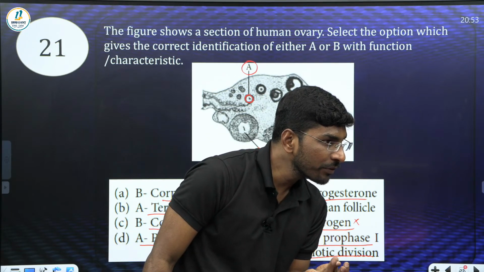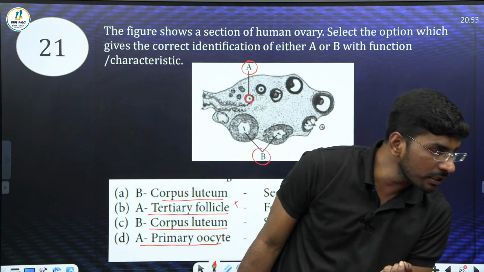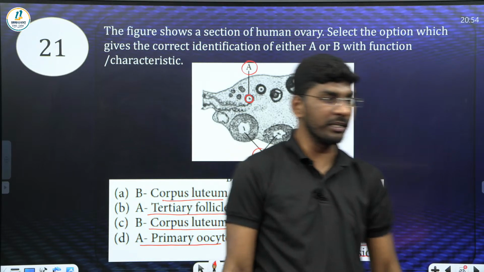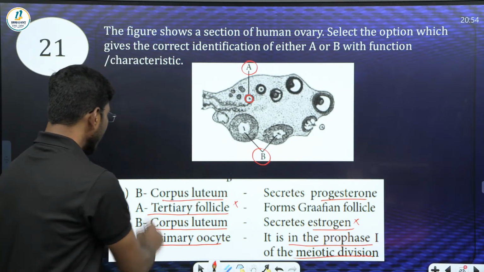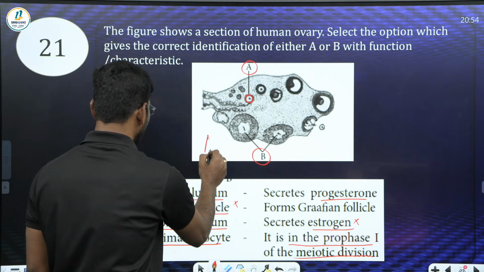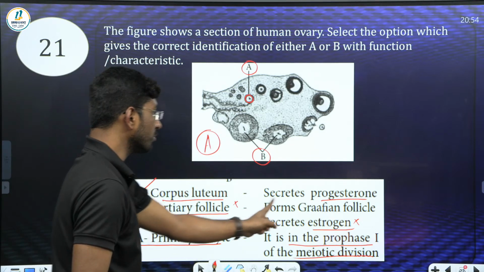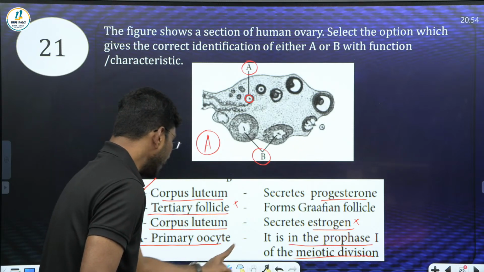Is D correct or A correct? Who is this? It's not E. Where is E, my dear? A, B, C, D only are there. Where is E? Now try. It must be A, right? Corpus luteum secretes progesterone. A, primary oocyte is given.